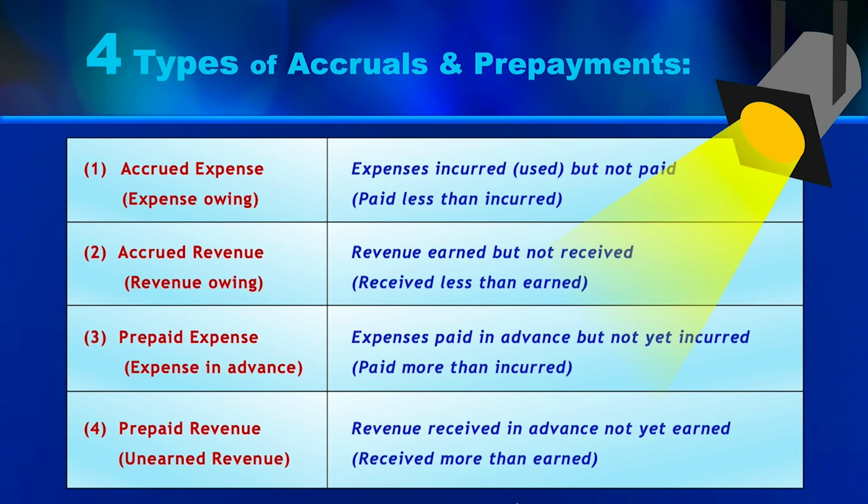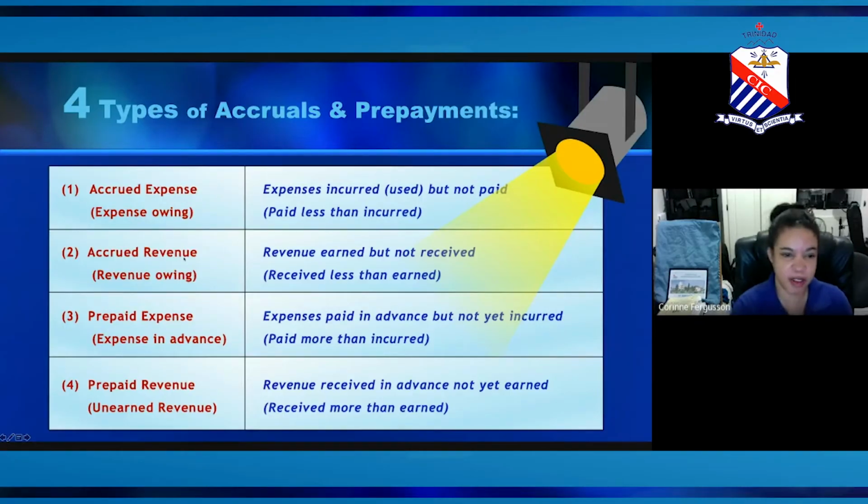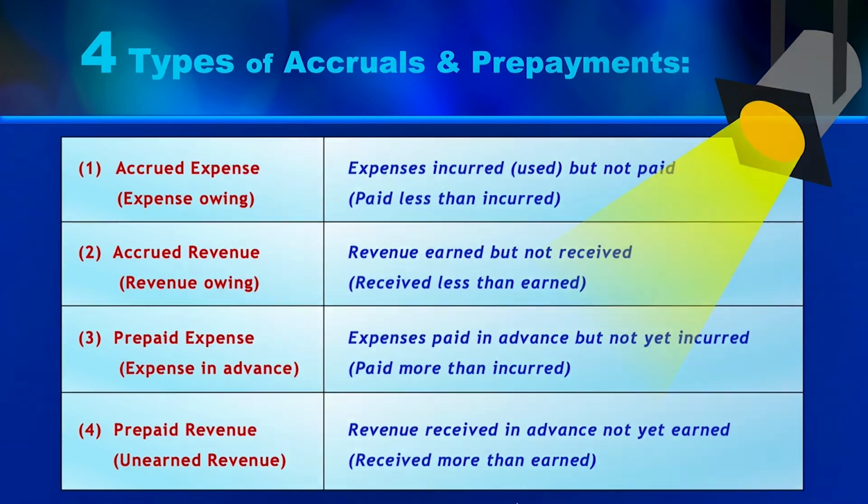These are the 4 that you're going to have to just remember, and it's very, very easy if you realize 2 of them: accrued, expense, revenue. Prepaid, expense, revenue. What do they have in common? Besides accrued and prepaid, expense and revenue. So it's just kind of interchanging those 2 things: accrued, prepayments, expense, and revenue. So you have the 4 of them.